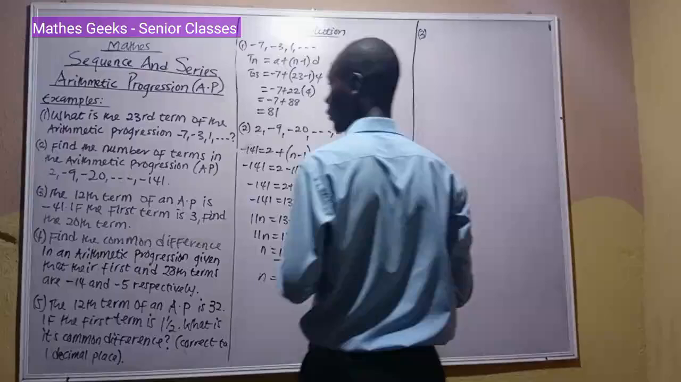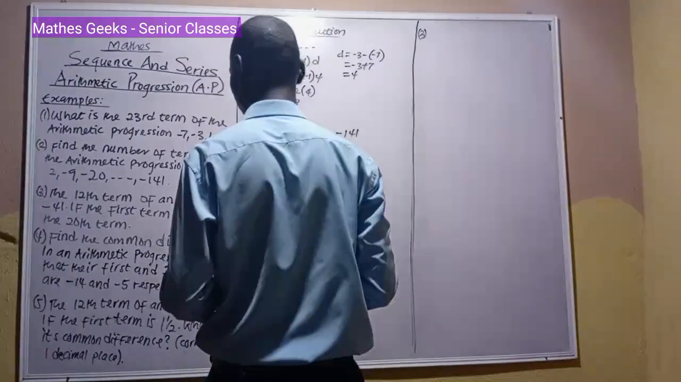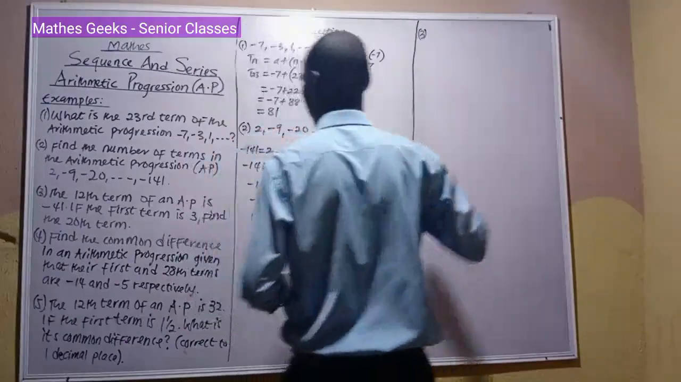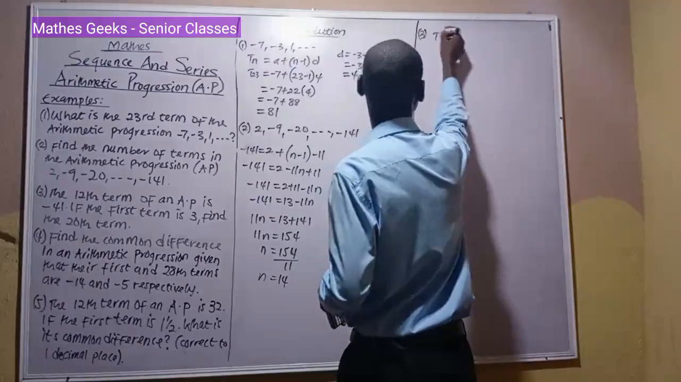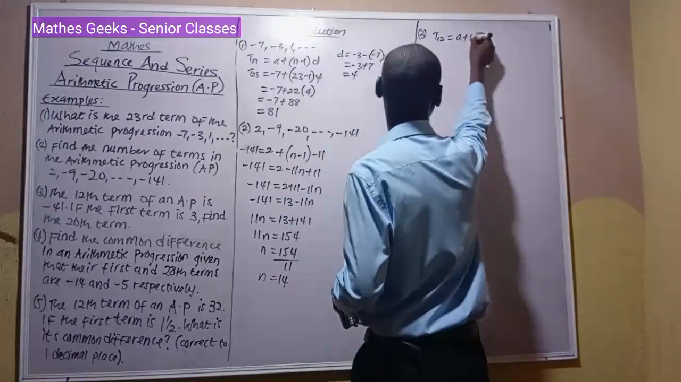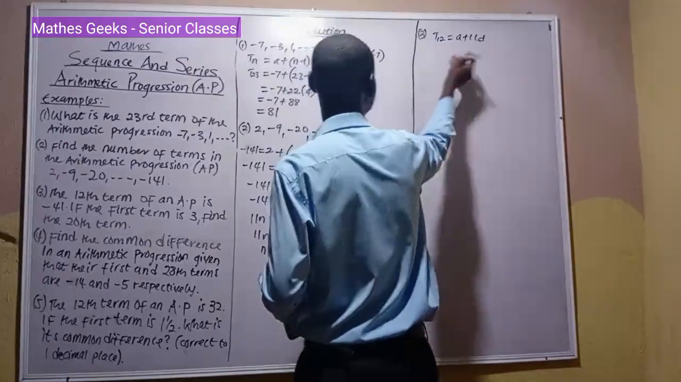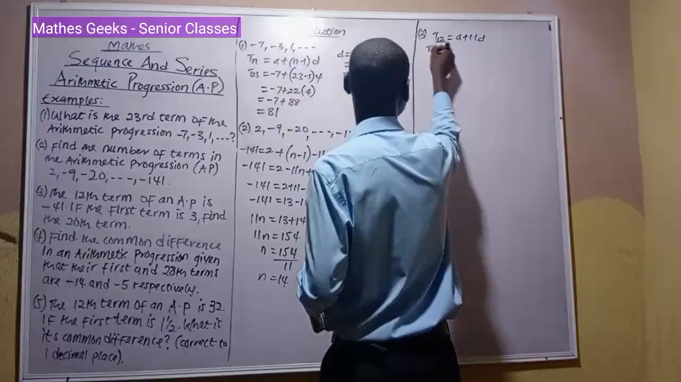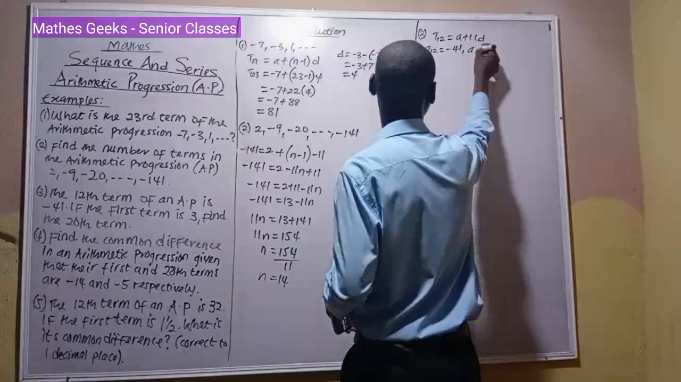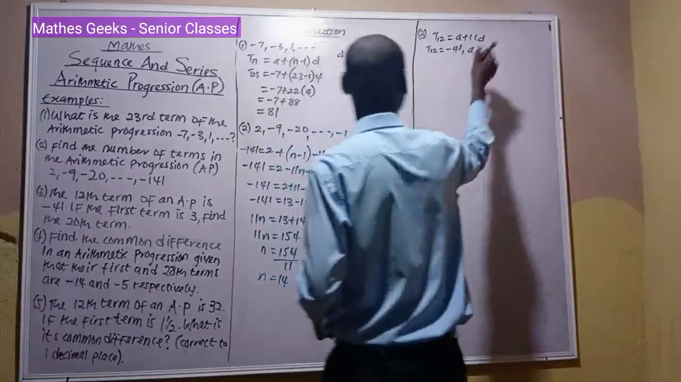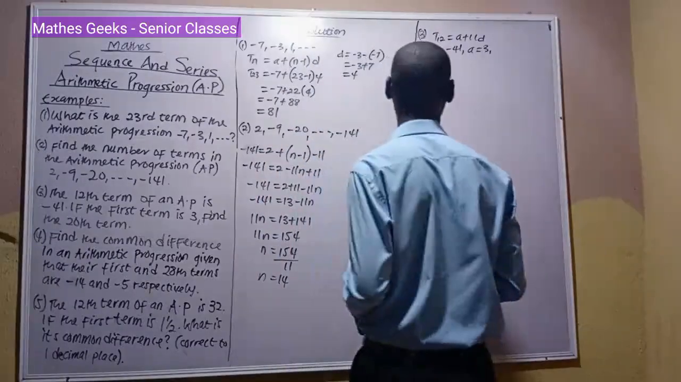Number 3. The 12th term of an AP is minus 41. If the first term is 3, find the 20th term. So the 12th term, T12, is equal to A plus 11D. We're told that T12 is equal to minus 41 and A is equal to 3. But we're not told what the common difference is, so we're going to look for the common difference first.